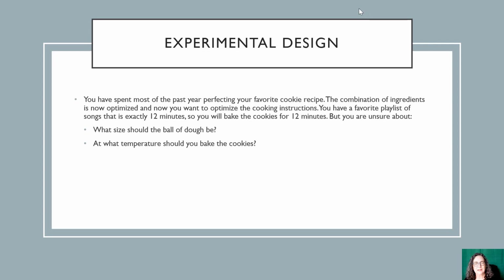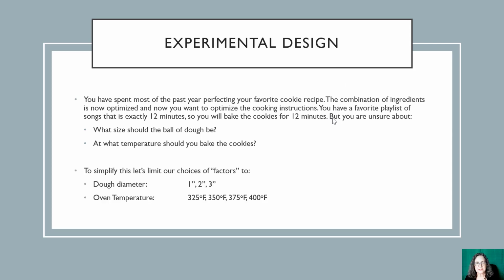So let's just say we wanted to conduct an experiment to come up with the perfect cookie recipe, okay? Now, we've been working all year, we've optimized the ingredients, but now we want to optimize the cooking instructions. So we want to do this, and I just arbitrarily said I want it to cook for exactly 12 minutes. I have a favorite music playlist that I'm going to listen to while I'm baking those cookies, and it's 12 minutes long. But I need to know what size and what temperature to bake those cookies so that I get the perfect cookie, okay, in 12 minutes.